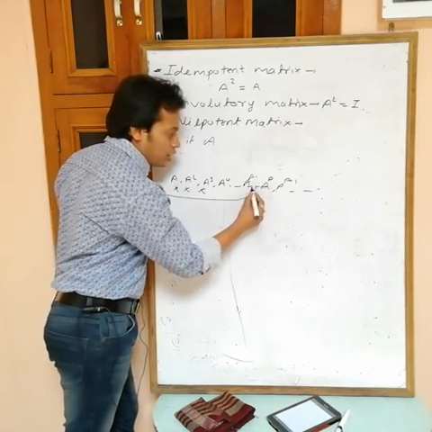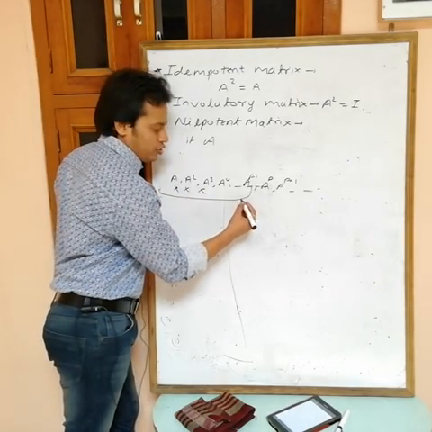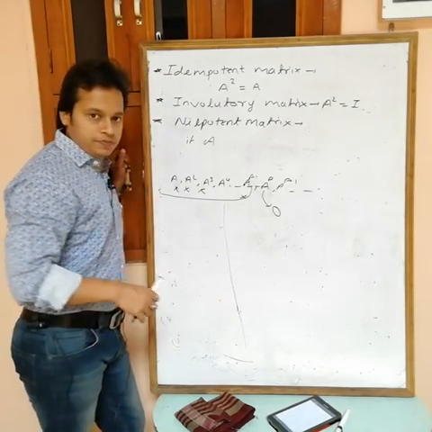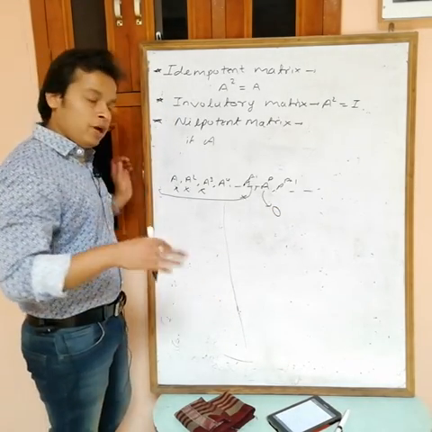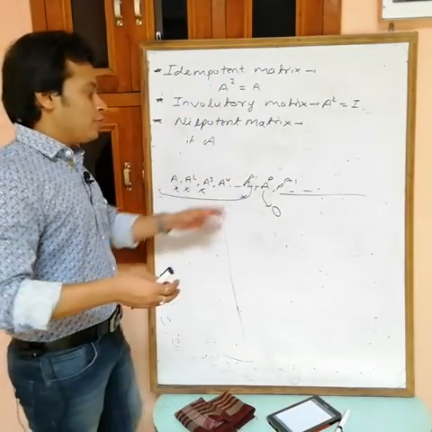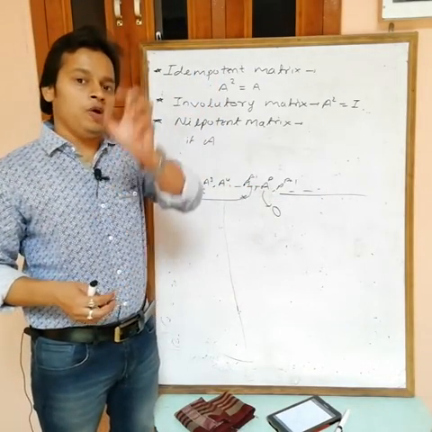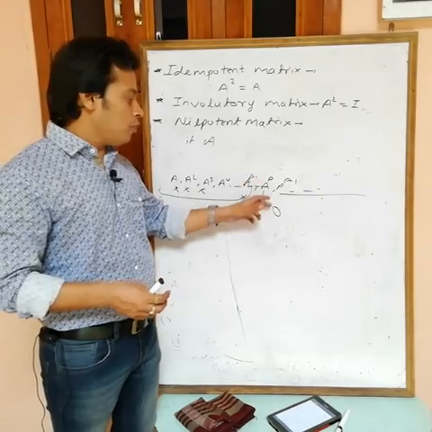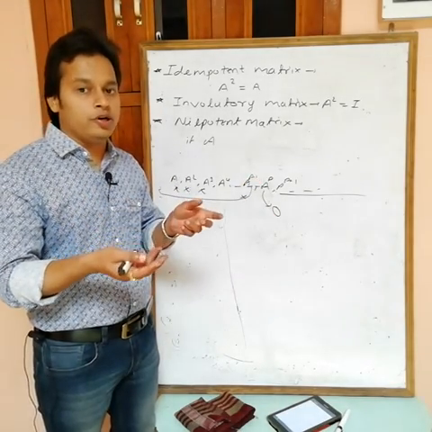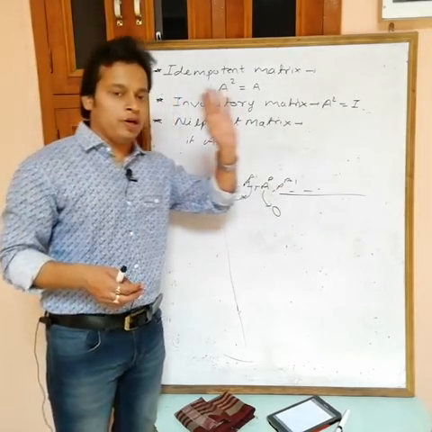Suppose up to A power P minus 1 we are getting non-zero matrices, and A power P becomes a null matrix. If A power P becomes a null matrix, then all the others will be null matrices, because A power P plus 1 is A power P into A. If A power P is a null matrix, then multiplying any null matrix with any matrix, you will again get a null matrix. So these all become null matrices.